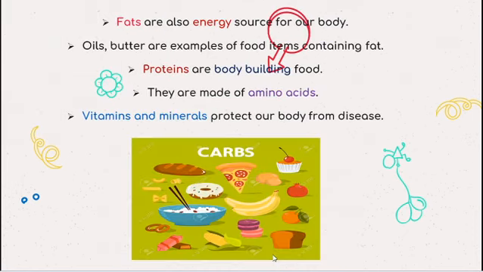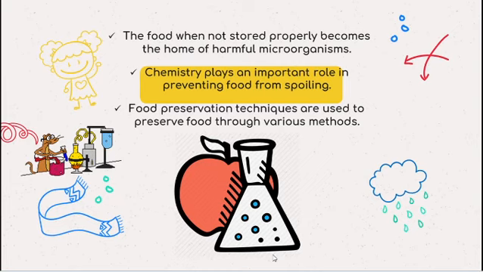And the next, fats are also an energy source for our body. There are some good fats and bad fats, so we have to take good fats in our food. Oils, butter and ghee are all examples of food items that contain fat. And the next, proteins. Proteins are also known as bodybuilding food. Proteins are generally made up of amino acids. And then last, vitamins and minerals. These vitamins and minerals protect our body from disease. These are all the substances present in our food items, and they are also known as chemical compounds.